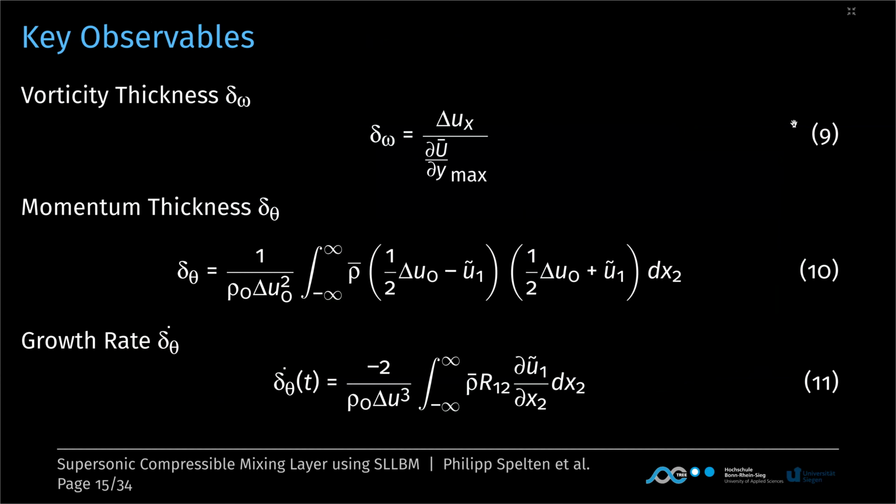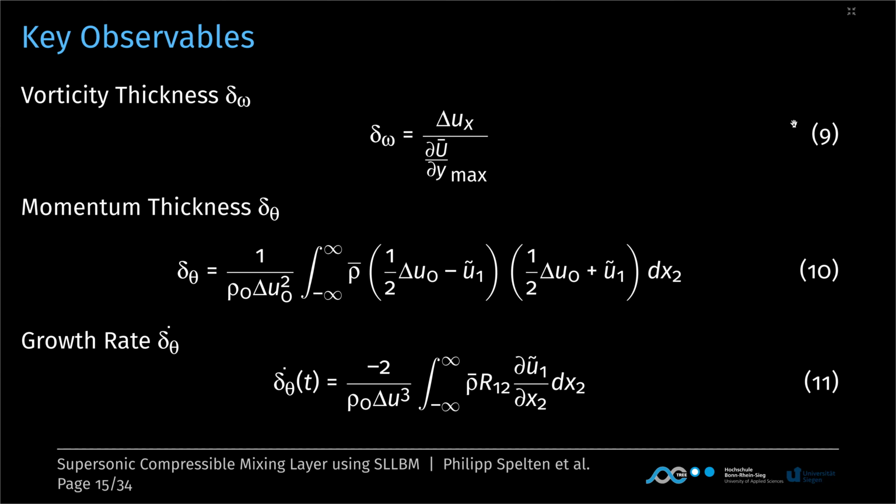So the key observables, as I mentioned before: the one on the top, the vorticity thickness, is just the steepest decline in averaged velocity. And this is proportional to the momentum thickness, which is actually a bit more rigorous observable. So that's why we use that. And the growth rate, so the rate of change of this thickness.